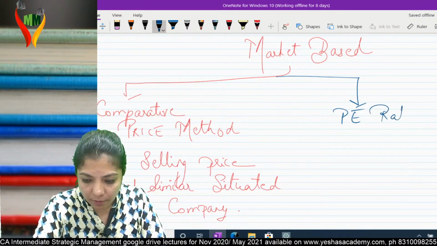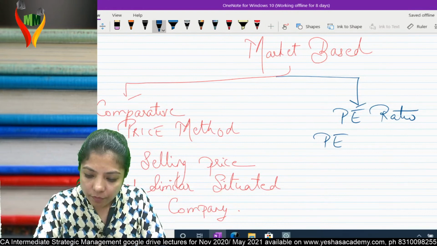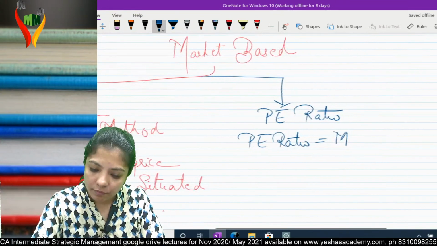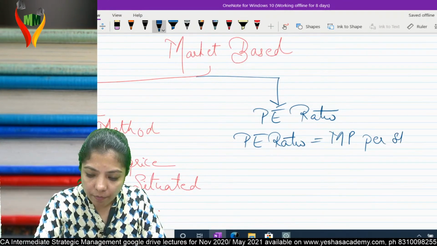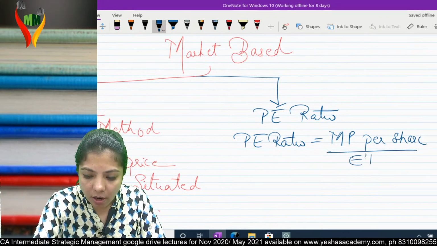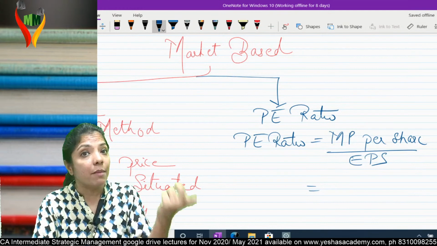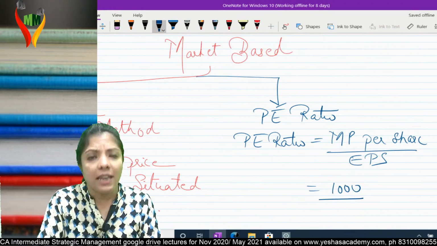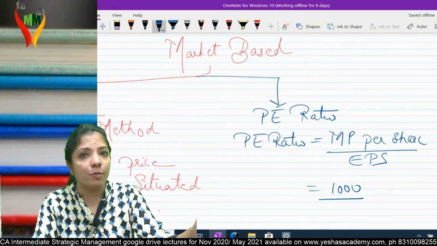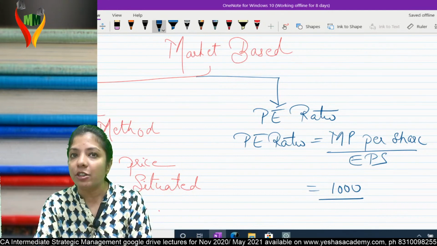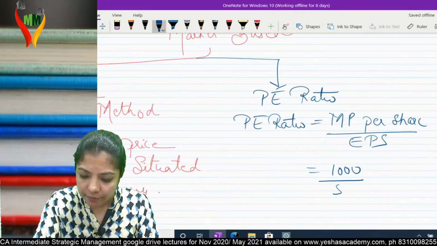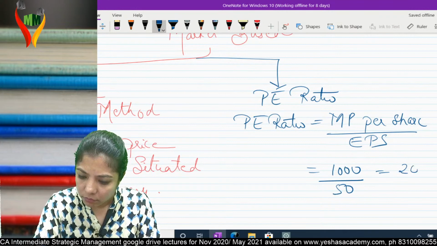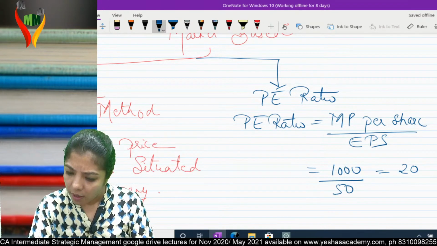Now what is PE ratio method? PE ratio is equal to market price per share upon EPS, earning per share. Now, from where will I get market price? Share market. Assume my company is a listed company. Suppose 1000 rupees. EPS: can I calculate EPS? Yes. Profit attributable to equity shareholders upon weighted average number of equity shares. Assume that is 50.